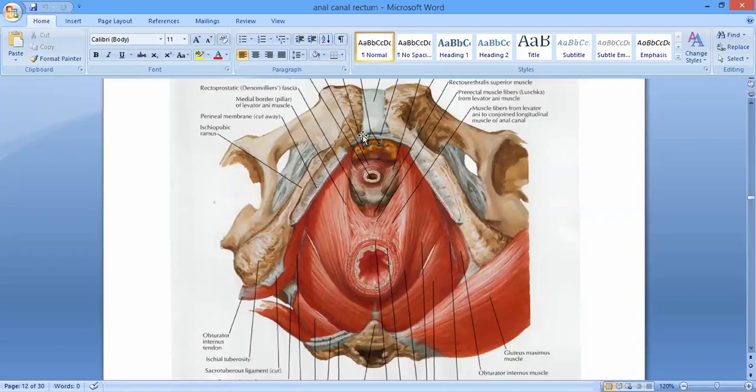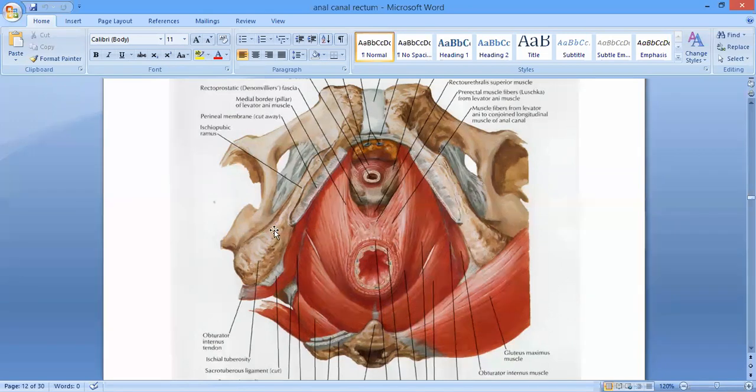Again, I told you before that this pelvic outlet is formed by this pubic arch, the inferior transverse ligament anteriorly, posteriorly the tip of the coccyx, then the ischial tuberosities on both sides. You can see this white structure coming down on both sides. This is the sacrotuberous ligament, right?